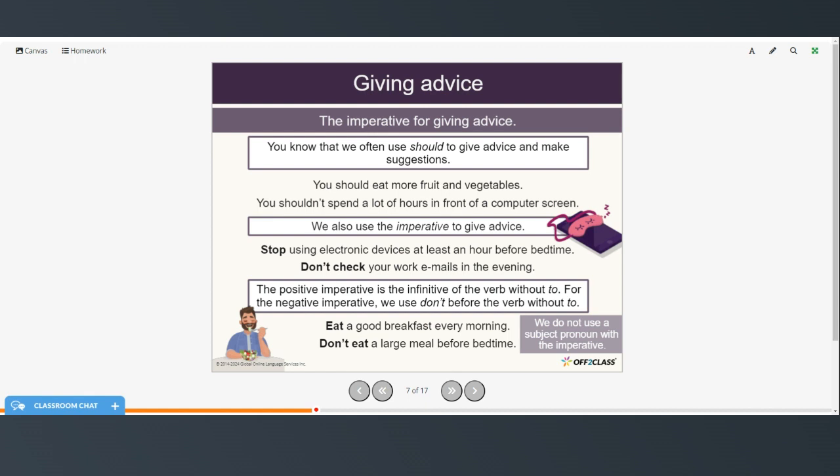So we can also use the imperative to give advice. Stop using electronic devices at least an hour before bedtime. Don't check your work emails in the evening. The positive imperative is the infinitive of the verb without to. For the negative imperative, we use don't before the verb without to. So eat a good breakfast every morning. Don't eat a large meal before bedtime. And you notice we do not use a subject pronoun with the imperative.